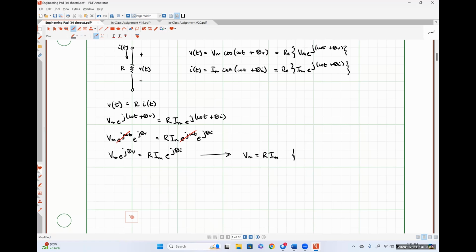And the phase angle on the left-hand side of the equal sign has to be equal to the phase angle on the right-hand side, which means the phase angle of the voltage drop across the resistor has to be equal to the phase angle of the current flowing through the resistor. So what this means is that for a resistor, the voltage and the current are in phase. So the voltage isn't leading or lagging. It is exactly in phase with the current.